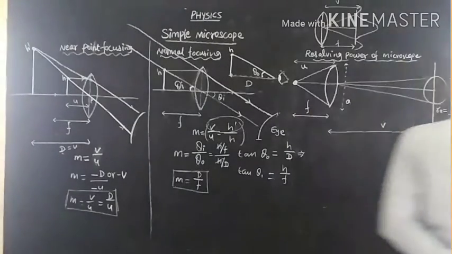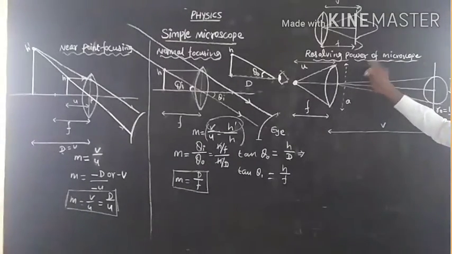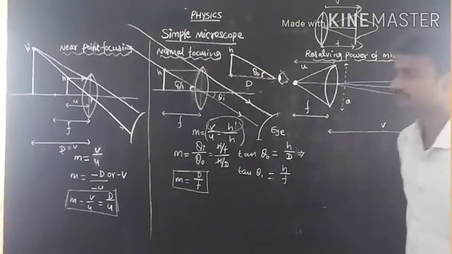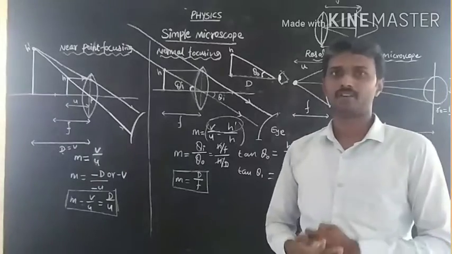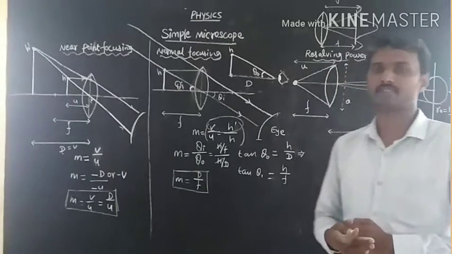Next come to the next point. We are going to discuss the resolving power of a microscope. Resolving power means resolution or the picture quality of an object.